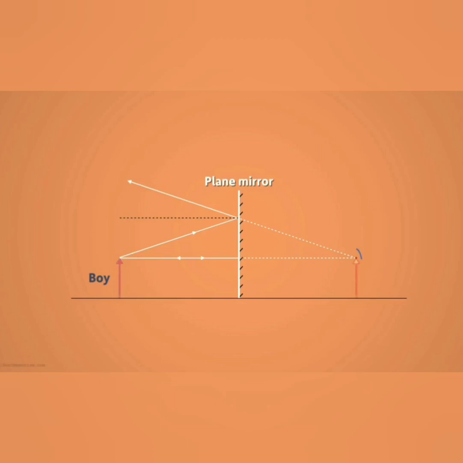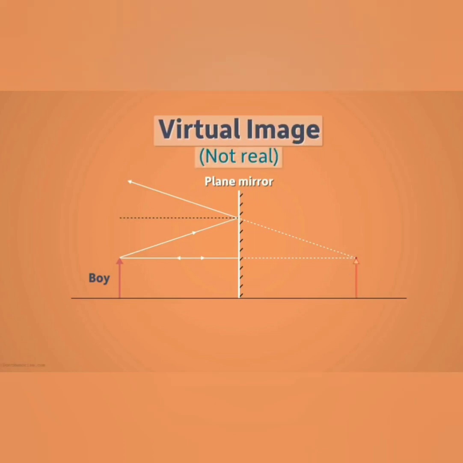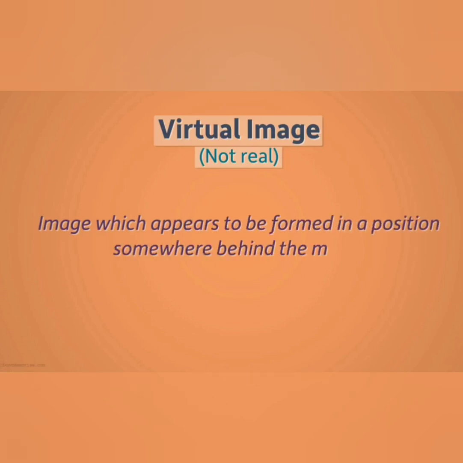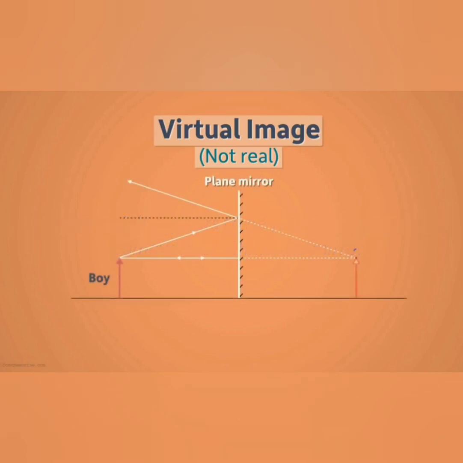So we say that the image formed here is virtual, or in other words, not real. You can think of a virtual image as an image which appears to be formed in a position somewhere behind the mirror. But in reality, it isn't there. A virtual image is formed when the light rays diverge after reflection from the mirror.